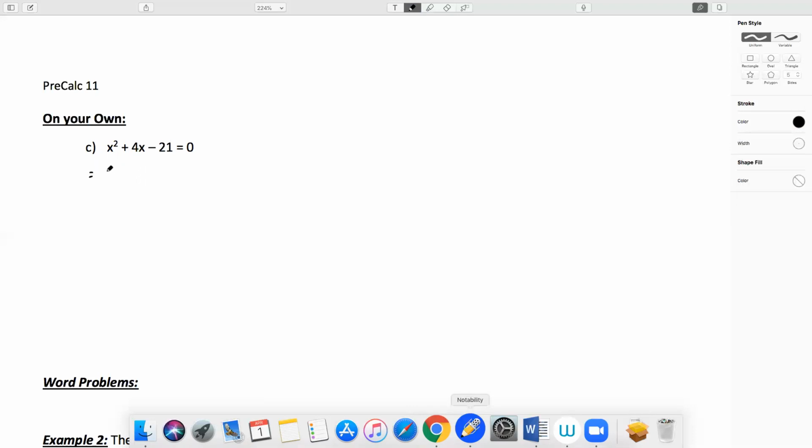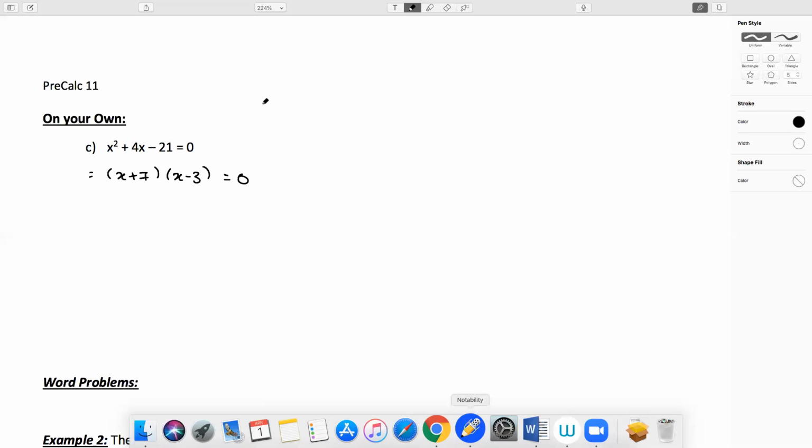So I know that this has to equal x plus 7 and x minus 3. I know that because 7 minus 3 is plus 4. That's important that it's positive. And I know 7 times minus 3 is negative 21. So it only works if the 7 is the positive and the 3 is the negative. This has to equal 0.